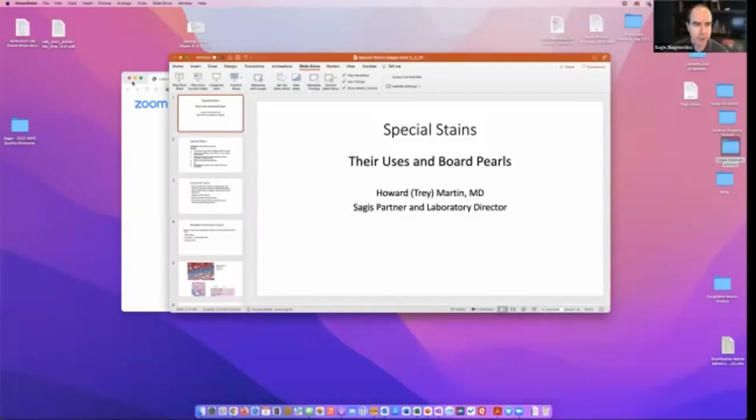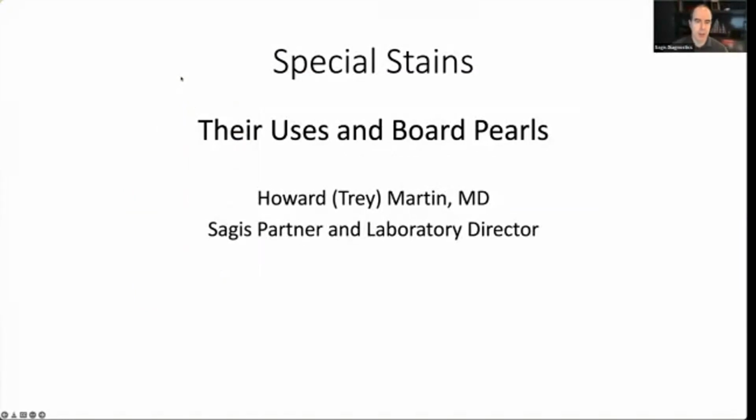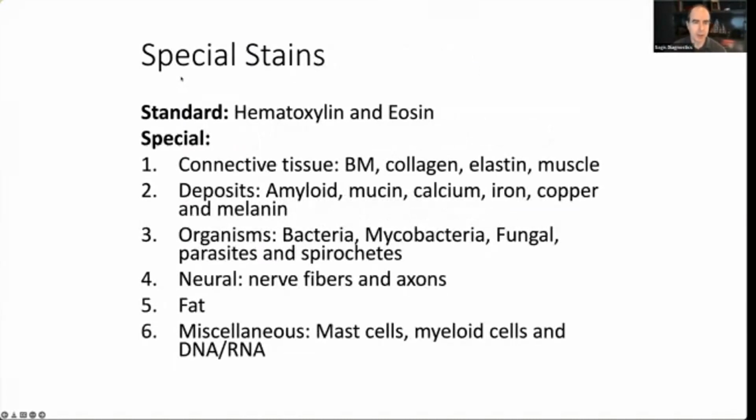Let me start the screen share presentation. So basically, special stains, their uses in board pearls. That's the crux of it. So we've got to start at the beginning, right? Our standard stain that we use is the hematoxylin eosin, which you're all familiar with. But that only gives us so much information out of tissue. So we use special stains to glean a little more information or highlight certain things.